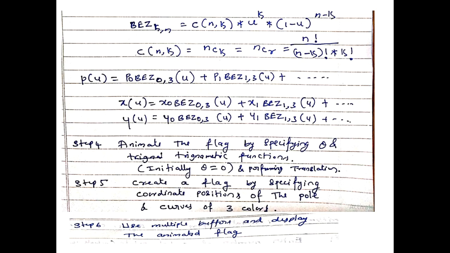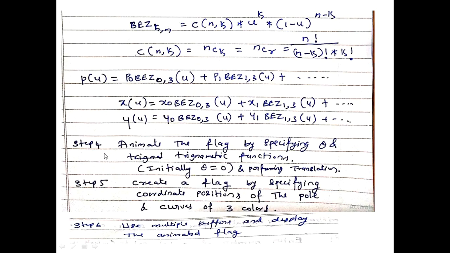So totally we have 24 curves. 8 threes are 24. In each curve we have 20 pixels. For each pixel we need to calculate the x coordinate value and the y coordinate value, and we need to calculate the z coordinate value also, but we are not creating a three-dimensional flag. If you are creating a three-dimensional flag, then you need to calculate the z value also. So I completed step 3.